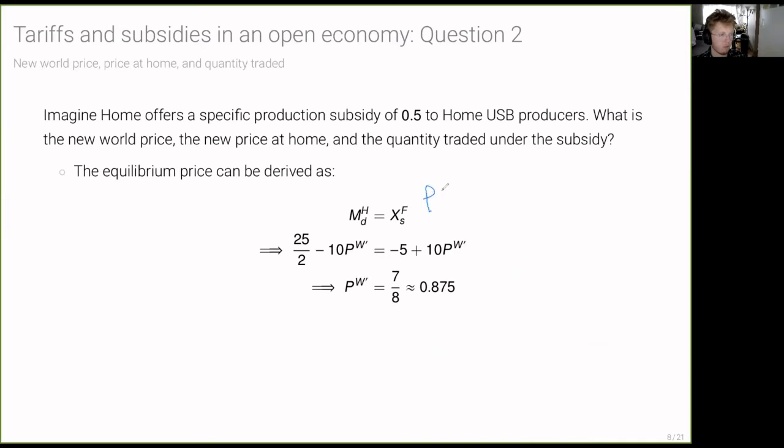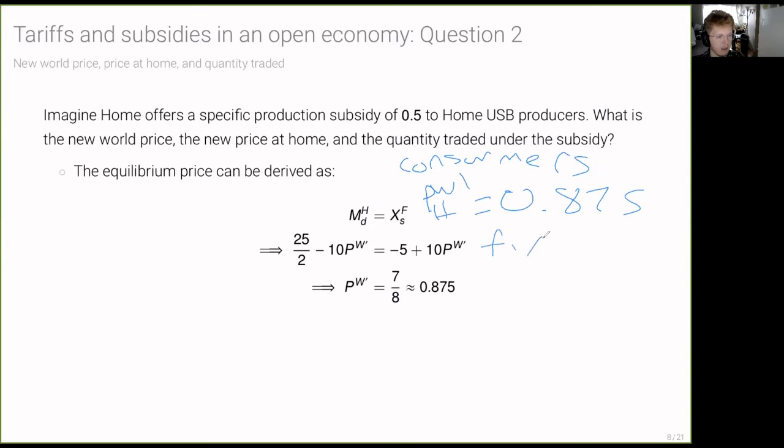Well, if you're a consumer, the new price at home is just equal to the new world price. So if I'm a consumer at home, the government doesn't ask me to pay more. Well, it does through taxes, but effectively I face the same price as the world.